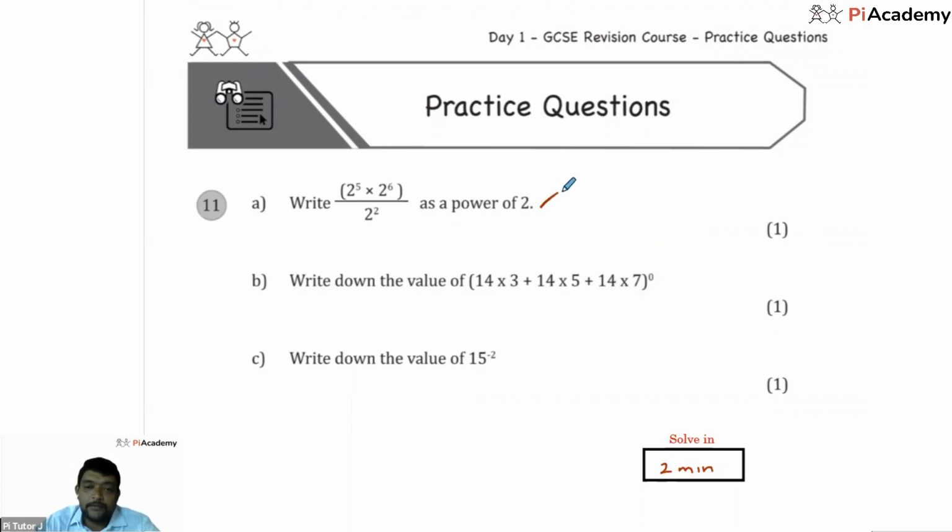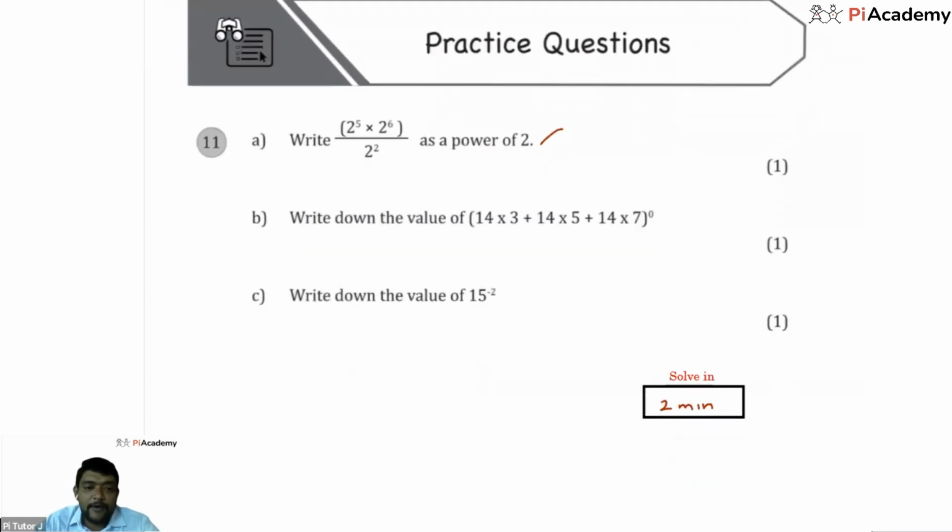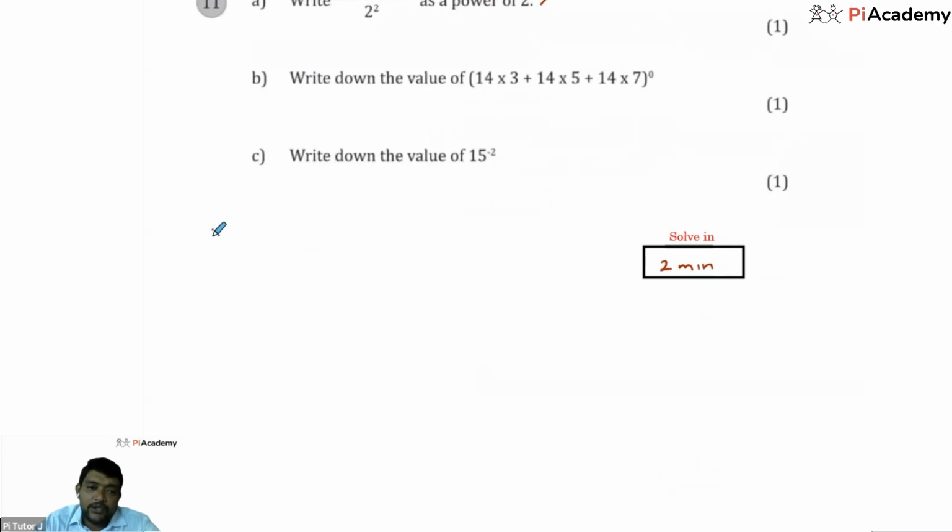Okay, for the first one, 2 to the power of 5 times 2 to the power of 6. You see, you have a law of indices. Let's revise it. So you have different laws of indices. Now let me list them.